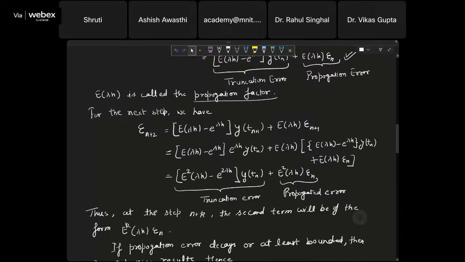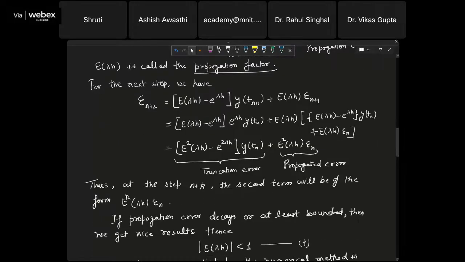Likewise we can keep on doing, and at the n plus kth step the second term will be of this form. Just to follow the steps: the first step is E lambda h epsilon n, the second step E square lambda h, and likewise at the n plus kth step it is going to be E to the k lambda h epsilon n. So this is the propagation error. The truncation error is over here, that's fine, that will always be there. It can be controlled also.